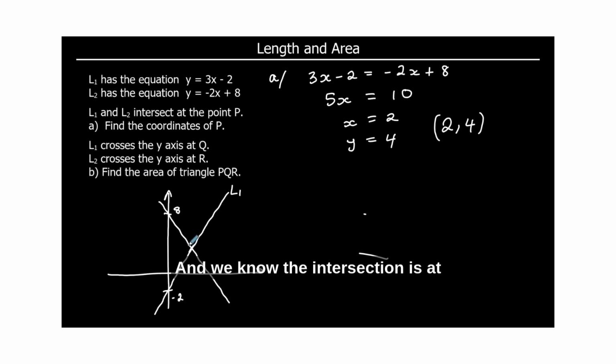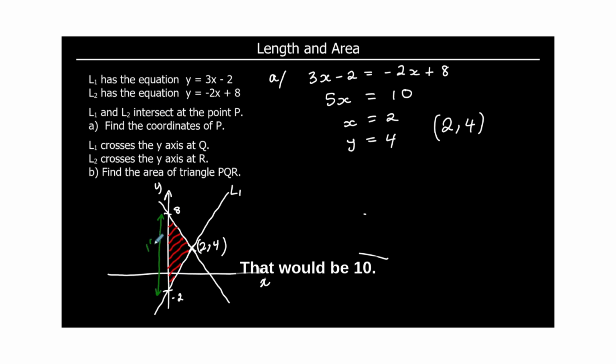And we know the intersection is at 2, 4. So find the area of PQR. Again, that's this triangle. So we're going to say that the base is from -2 to 8. That will be 10. And the height is 2.